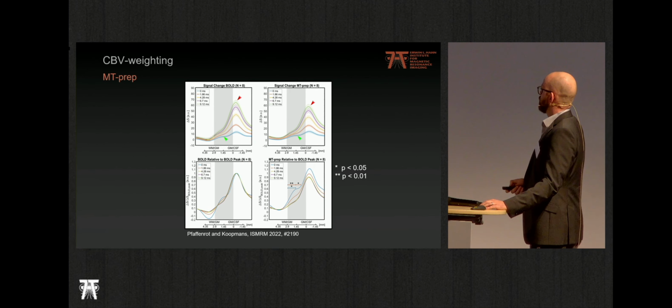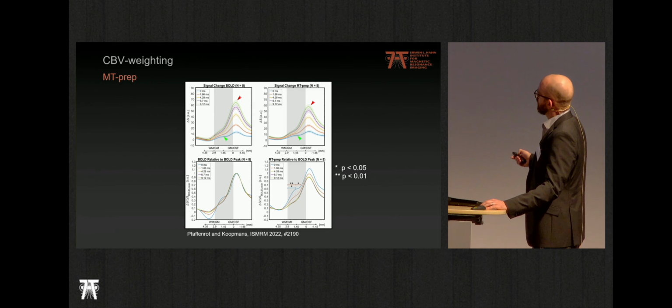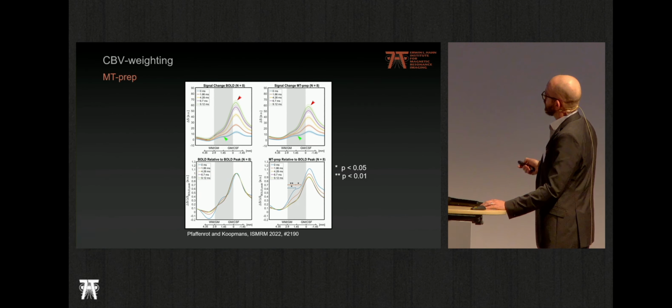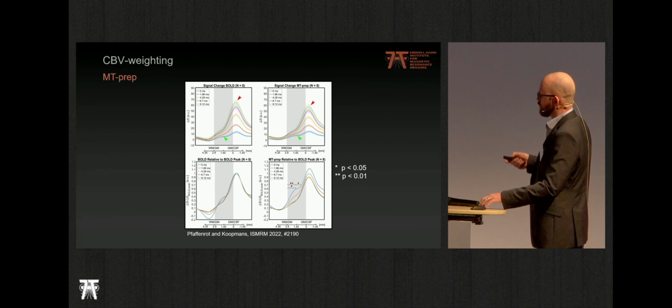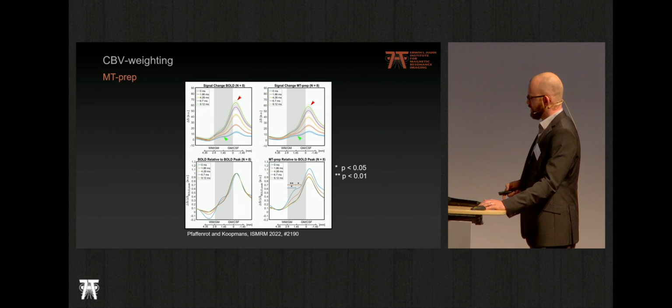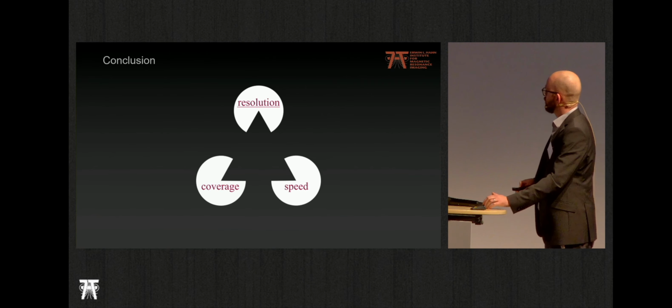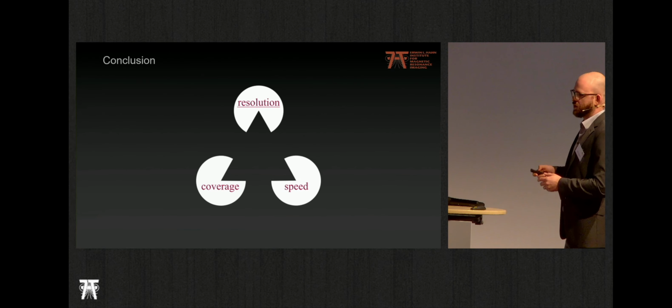And this can maybe be appreciated better by looking at normalized signal changes, where I normalized the signal change to the peak of the BOLD response. So here's everything normalized to 1, and they are more or less on top of each other, whereas here you can see a significantly higher signal change in gray matter for the zeroth and the first echo time, reflecting CBV sensitivity.